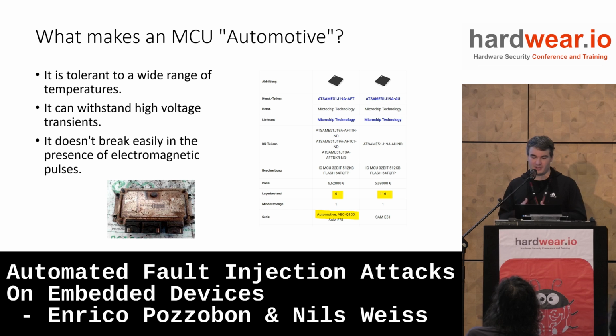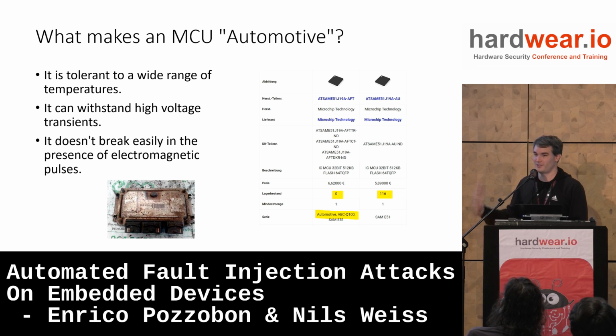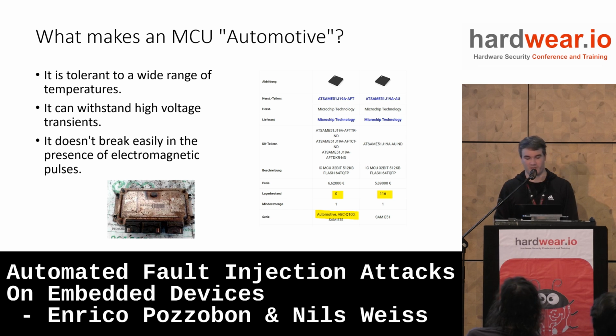So what makes a microcontroller unit automotive? First of all, it should be tolerant to a wide range of temperatures, a wide range of voltage transients, electromagnetic spikes. Also, it's very hard to find if you try to buy it in a store, and usually it costs a little bit more than the non-automotive counterpart. But other than that, it's pretty much the same. So you can apply everything I'm going to talk about today to most microcontrollers.